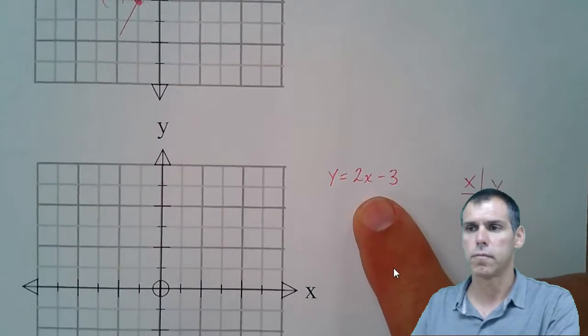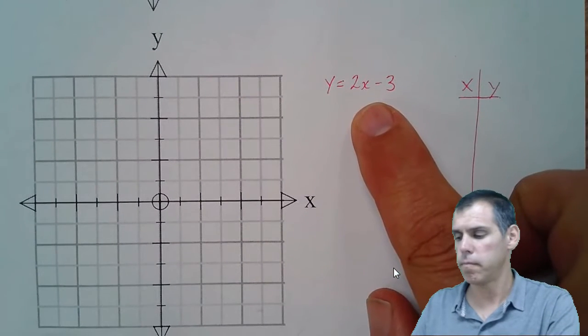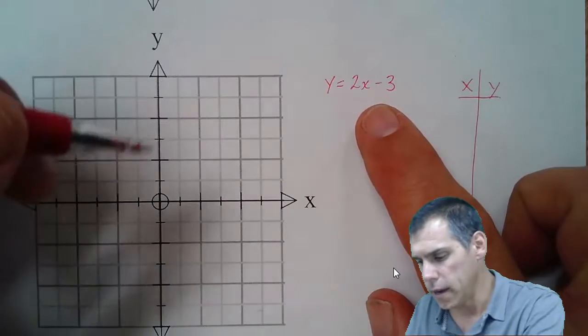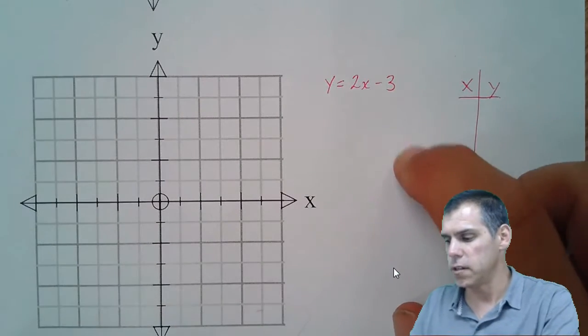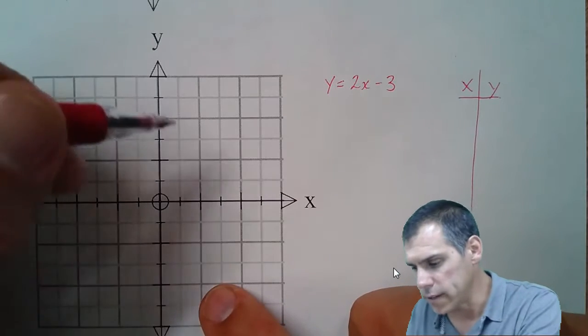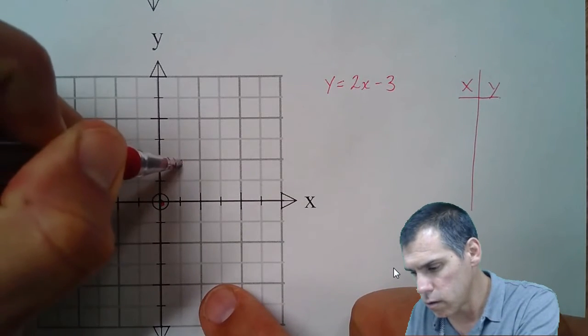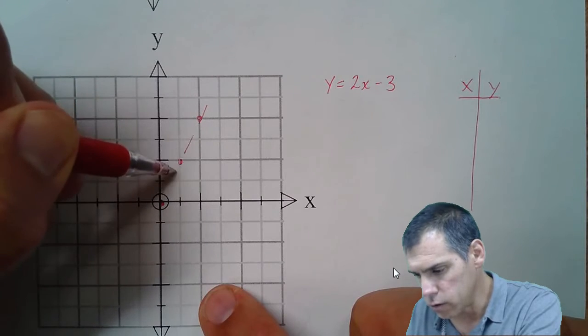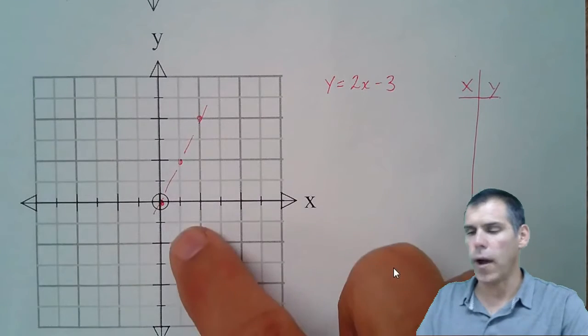Like this, y equals 2x minus 3. Well, it's going to be just like y equals 2x, and the only difference is this is going to shift down 3. So if I have y equals 2x, that looked like this. If you remember, I'll just do this little dash thing. That's what y equals 2x was.